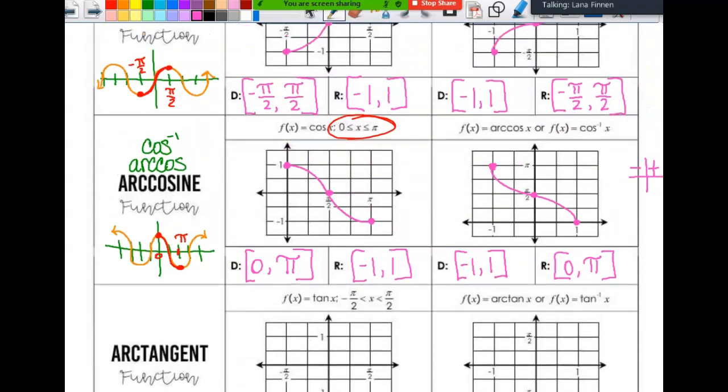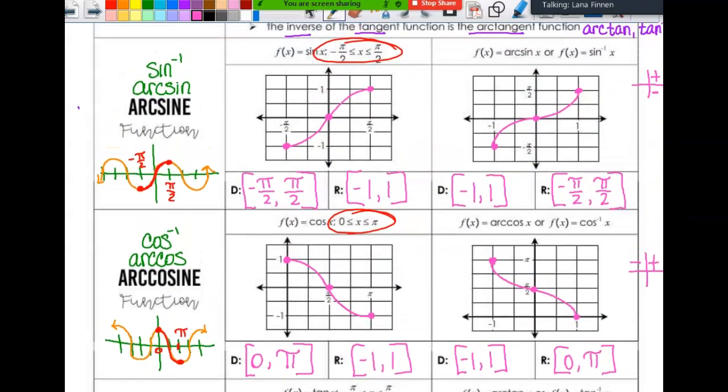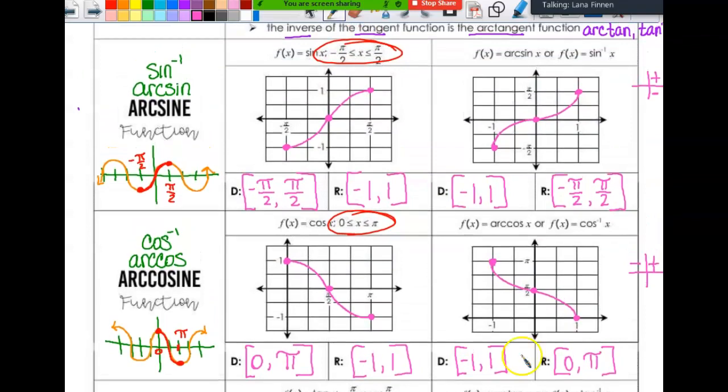Okay, so if we look at sine and cosine together, you can see that your inputs are still going to be the same. It's still going to be from -1 to 1, because they have all the same values, just in different orders. But my output for sine is from quadrants 1 and 4. My outputs for cosine are from quadrants 1 and 2, because that's the only way I get my negative values.